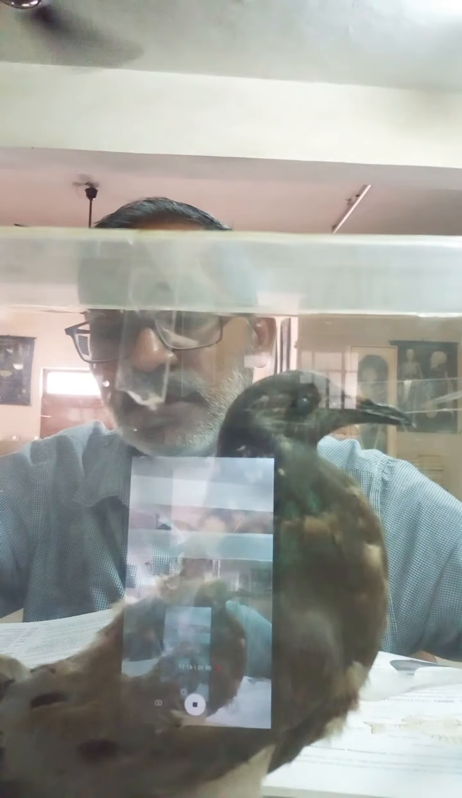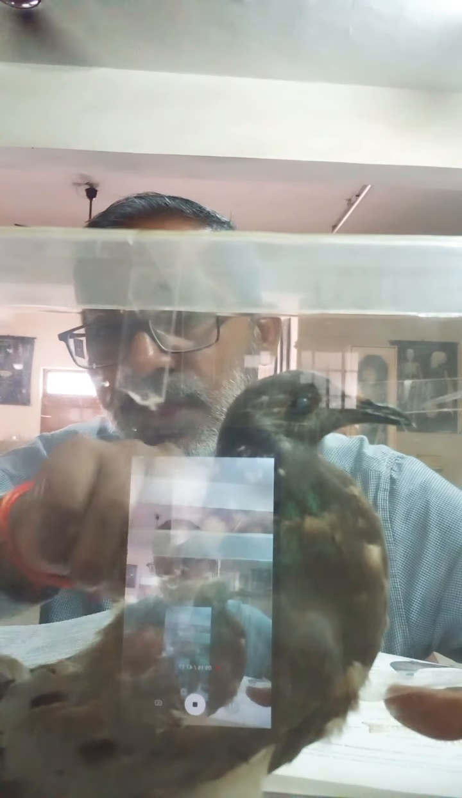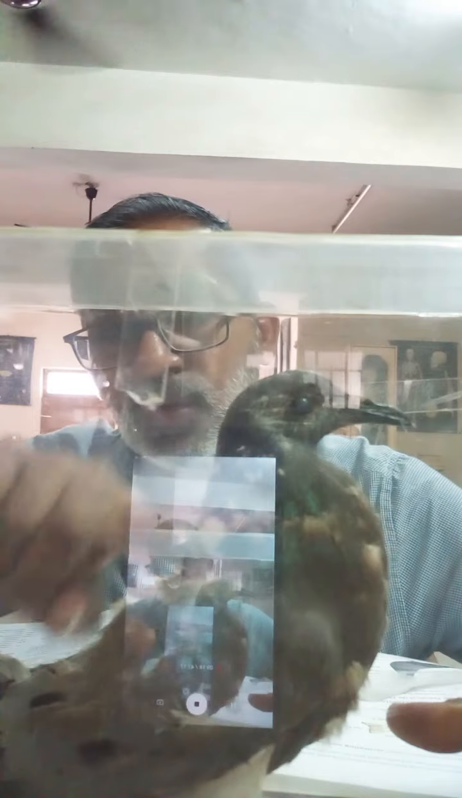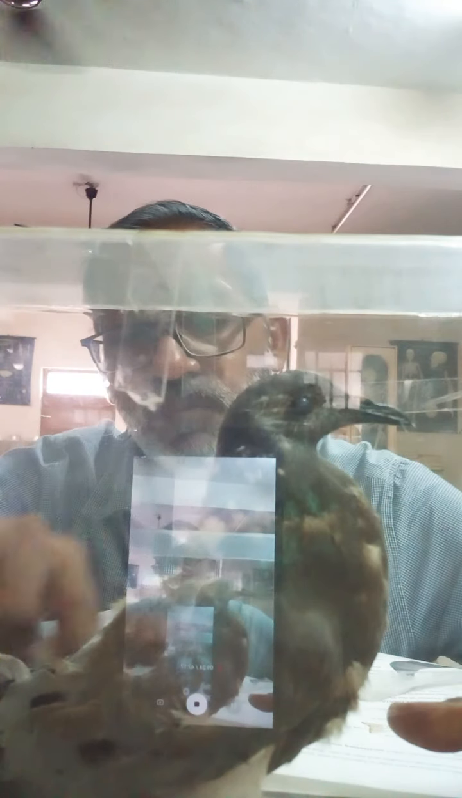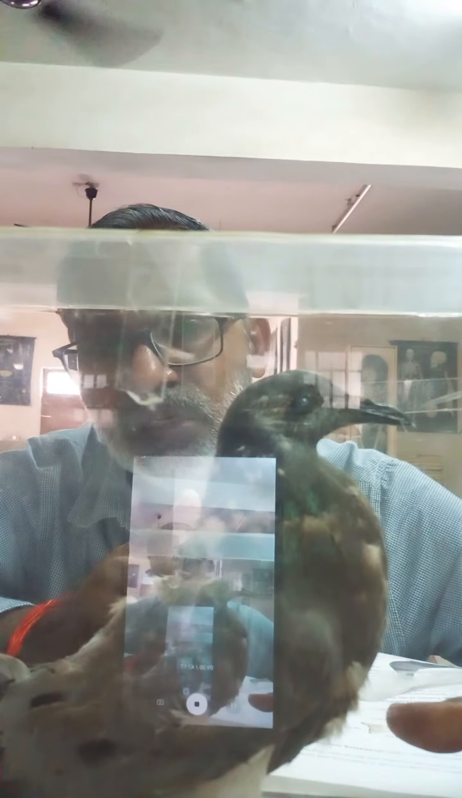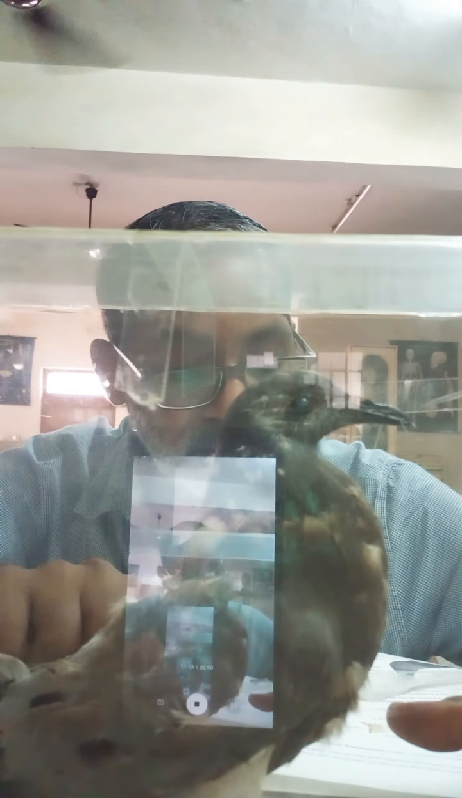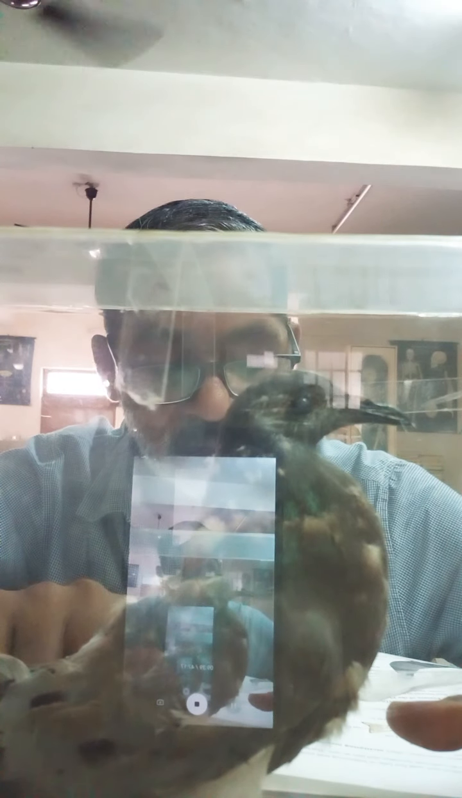The next one is this, which I have already shown. This is a bird. Here I have taken a pigeon. If you see, its body is dorso-ventrally flattened and boat in shape. This helps it to cut the air currents and fly through it. The eyes have a well developed nictitating membrane for protection from air or dust.